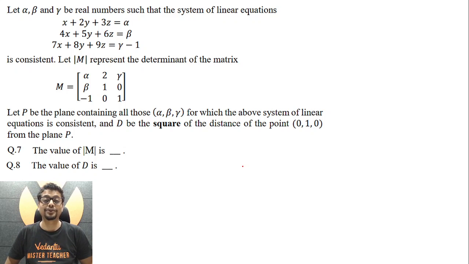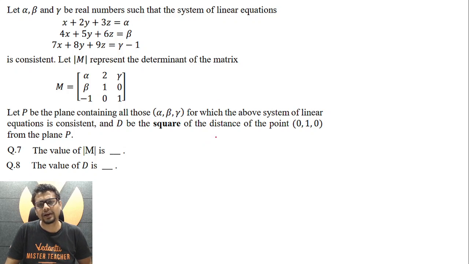We are discussing JEE Advanced 2021, Paper-1, Mathematics, and the question for this video is this. Alpha, beta, gamma are some real numbers for which this system of linear equations is consistent. Determinant of M is basically determinant of this matrix M. There is a plane P containing all the points alpha, beta, gamma, that means x equal to alpha, y equal to beta, z equal to gamma, for which this above system of linear equations is consistent.